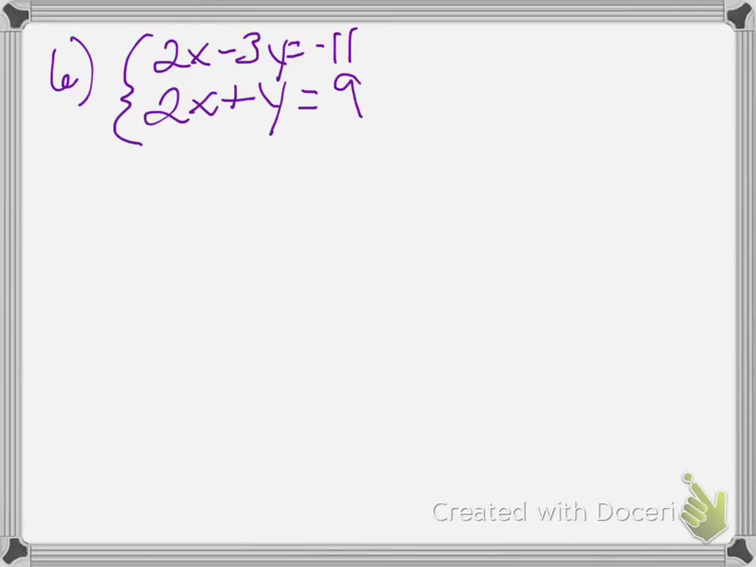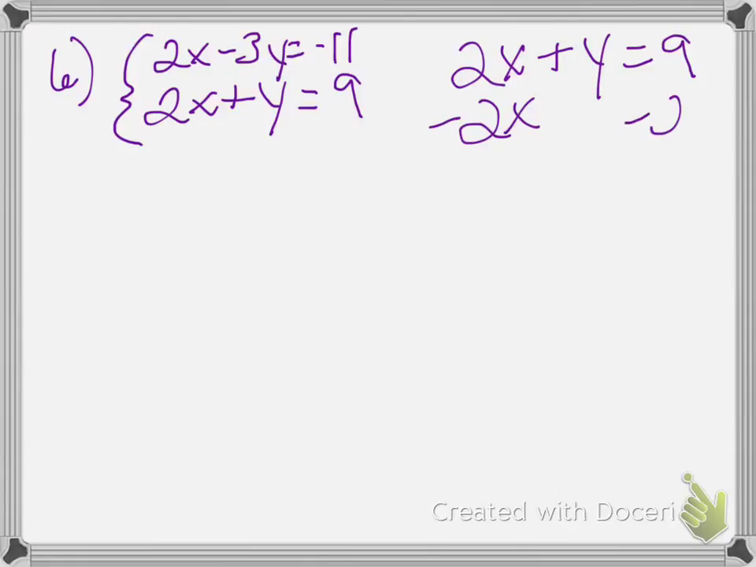Do we have to switch it to y equals? Yes, we have to switch it to slope-intercept form. So, we're going to subtract 2x from both sides. Y equals -2x plus 9. Okay, so now we have that solved for y.